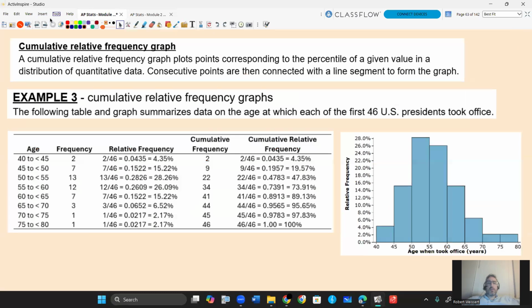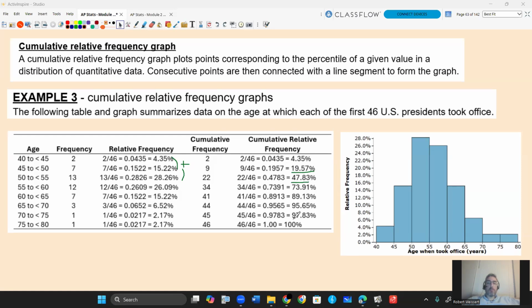The last part of this video is going to be talking about cumulative relative frequency. So you've seen histograms before with all the percentages, relative frequencies, and we've talked about cumulative frequency, where we're just adding the numbers up, and that's going to give you this number here, and then you could add to that 28.26 to get this number, and so on until you get to 100%.